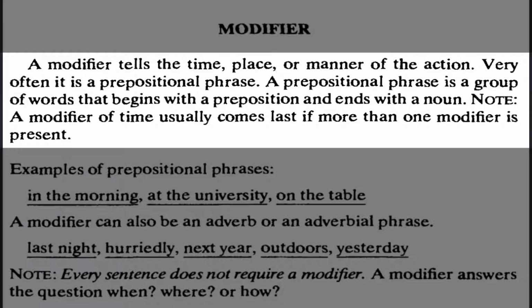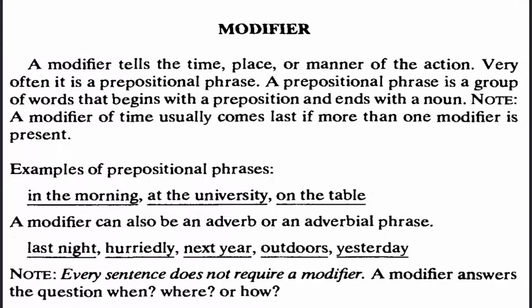There is a note that a modifier of time usually comes last if more than one modifier is present. Let's see the example.